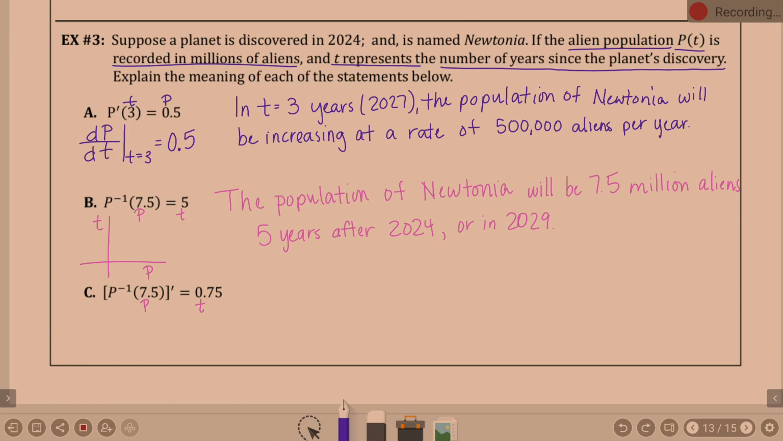So putting this all together. When the population on Newtonia is 7.5 million aliens, it takes 3/4 of a year for the population to increase by 1 million aliens. For it to increase by 1 whatever we're talking about. In this case, it's 1 million. As I said, this is the tricky one.